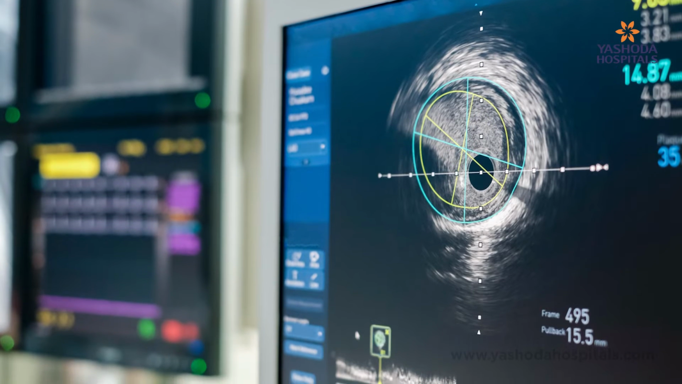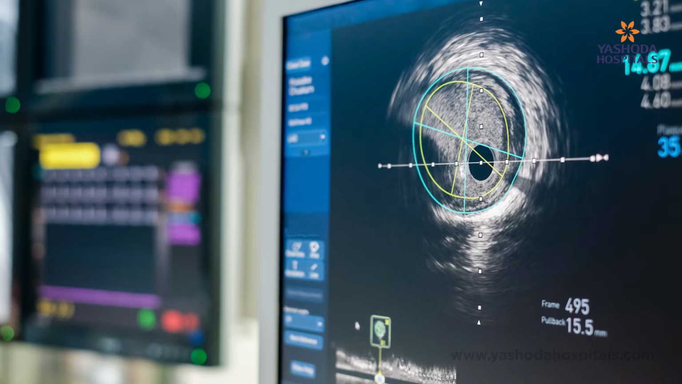Commonly, we use imaging tools like IVUS or OCT in these patients to achieve a zero contrast or a low contrast angioplasty. That means, the contrast, or the medicine we use during an angioplasty, is detrimental to the kidney. So, we reduce the amount of the contrast by this.